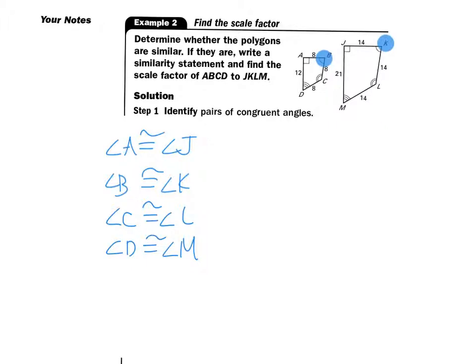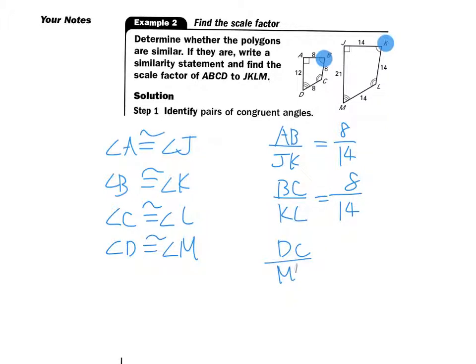All the corresponding angles are congruent. So second step, we have to show that the corresponding side lengths are proportional. That requires a little bit of calculation. So let's see, AB over JK. Make sure you find the correct corresponding side. That will be 8 over 14. And then next I go BC over KL is 8 over 14. And DC over ML, that's 8 over 14 as well.